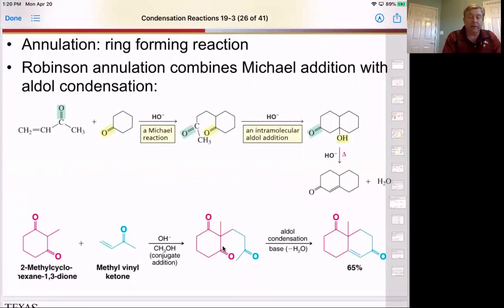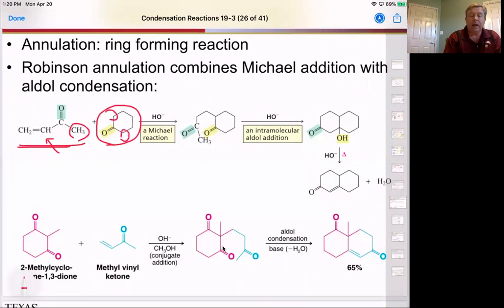In that case, the requirement for our Michael addition is an unsaturated ketone or aldehyde. And in this case, we have a ketone here. So we have an alpha-beta unsaturated ketone. We have a regular ketone right here, okay? Because the acidity of this proton is very poor, since it's a vinyl group, now we have to look at the acidity of these hydrogens or these hydrogens here.